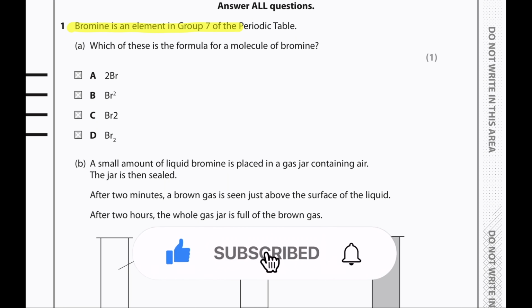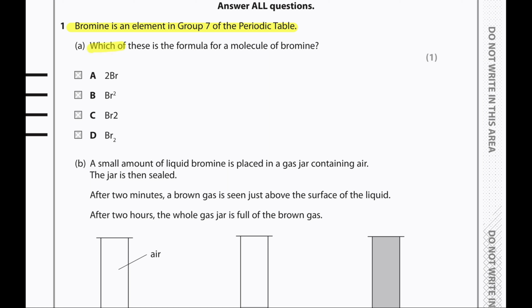Bromine is an element in group 7 of the periodic table. Which of these is the formula for the molecule of bromine? So the bromine molecule will have the symbol Br, and since it is a diatomic molecule, it's going to have Br2. So D will be the correct answer.